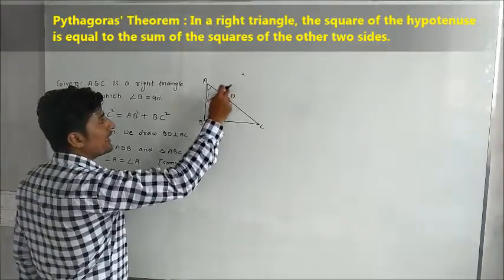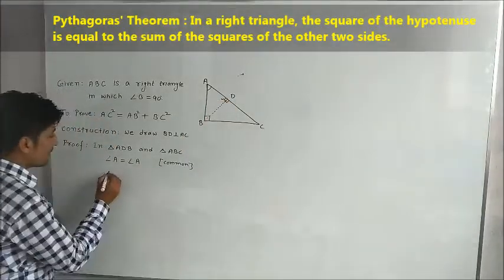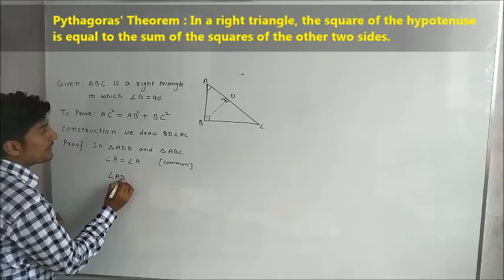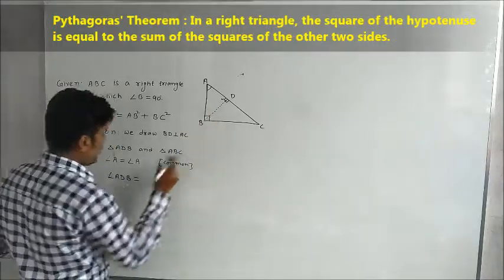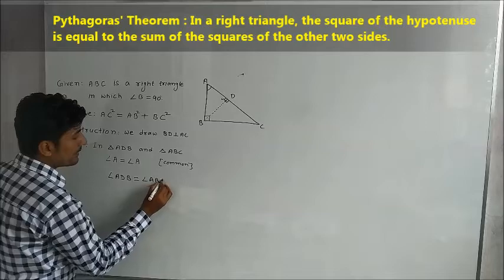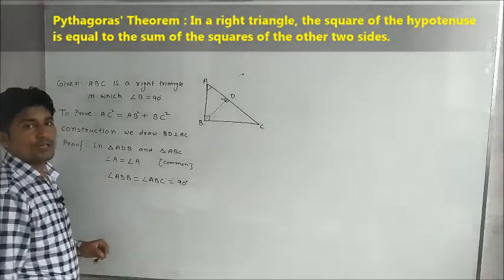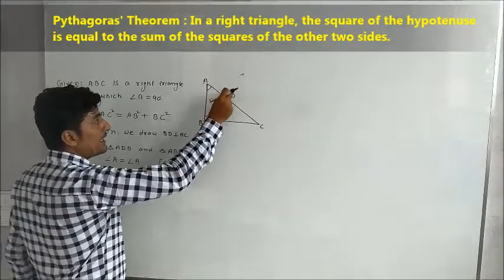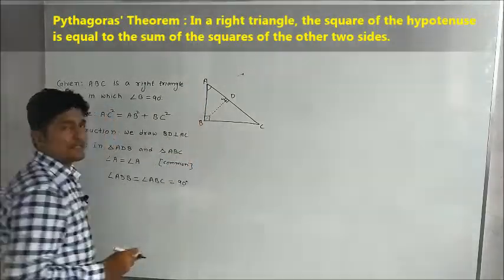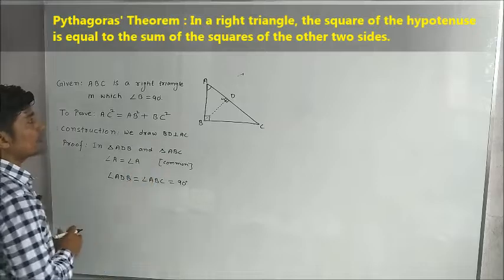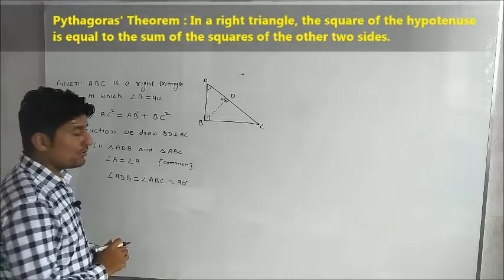Next, in triangle ADB, the measurement of this angle is equal to 90 degrees. So we can write here, angle ADB is equal to angle ABC. Why is the measurement of both the angles equal? Because both angles are equal to 90 degrees. Measurement of angle ADB is equal to 90 degrees by construction. Measurement of angle ABC is equal to 90 degrees. It is already given because this is the right triangle. So angle ADB is equal to angle ABC, because both are equal to 90 degrees.